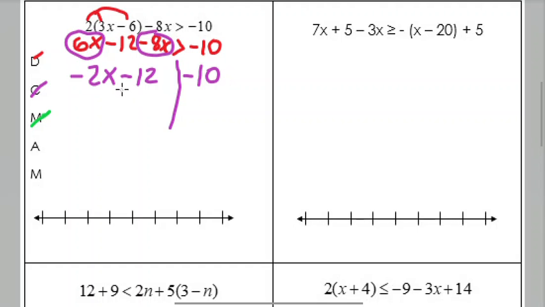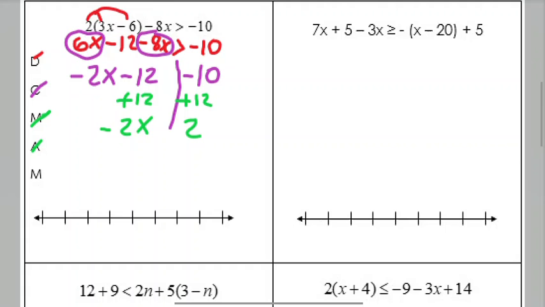So I want to work on the side with my variable and get rid of that number that doesn't have the variable. So this has a minus 12, so the opposite of that would be plus 12. Negative 10 plus 12 will give me 2. And on my left side, I would have negative 2x. I'm done with that step.